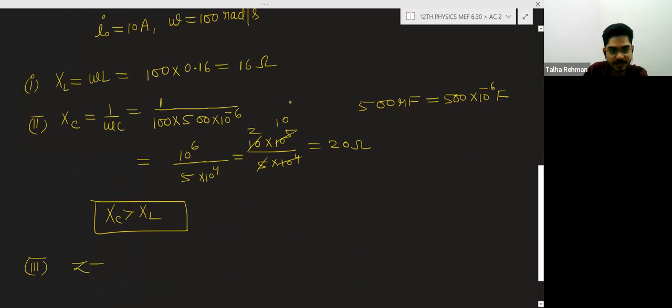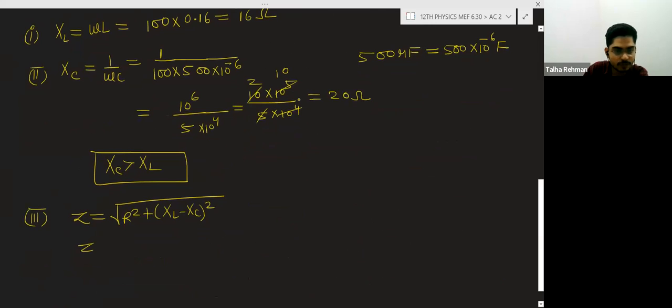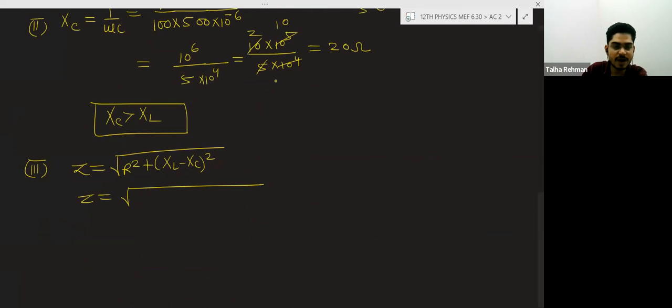What is the formula of the Z? Simple. Resistance square plus XL minus XC square, or you can write XC minus XL square. So Z is equal to R square. What is the value of the R? 3 ohm is given. R is 3 ohm, so R is 3 ohm means 3 square.